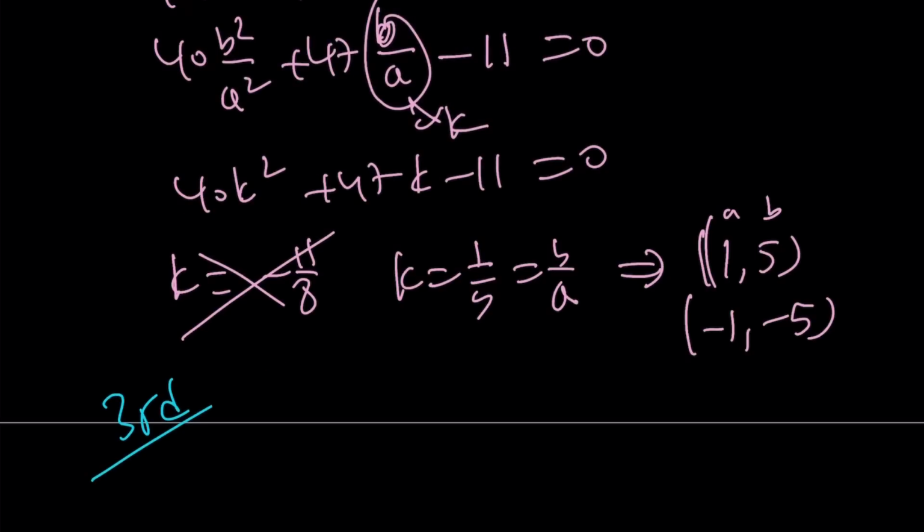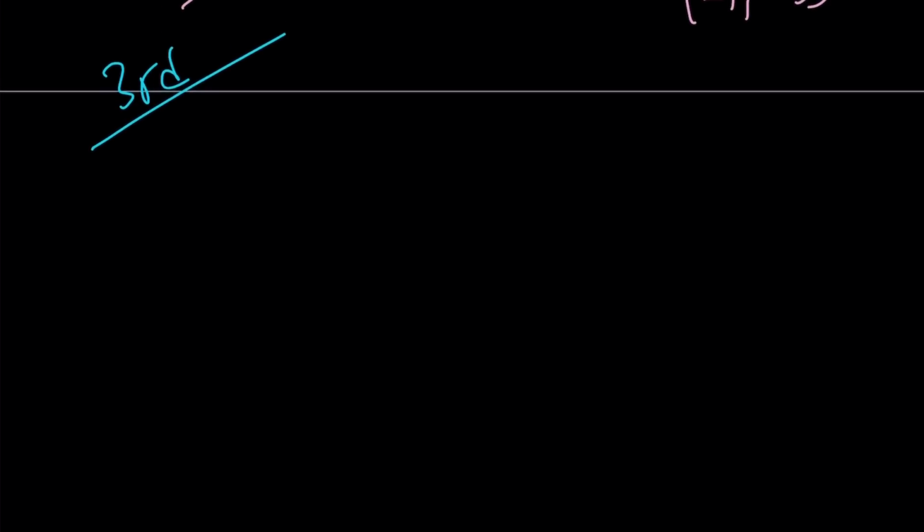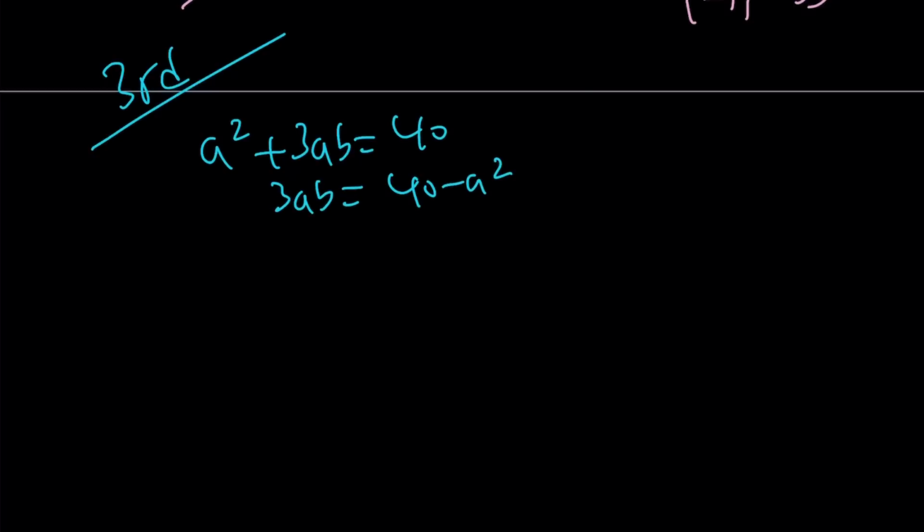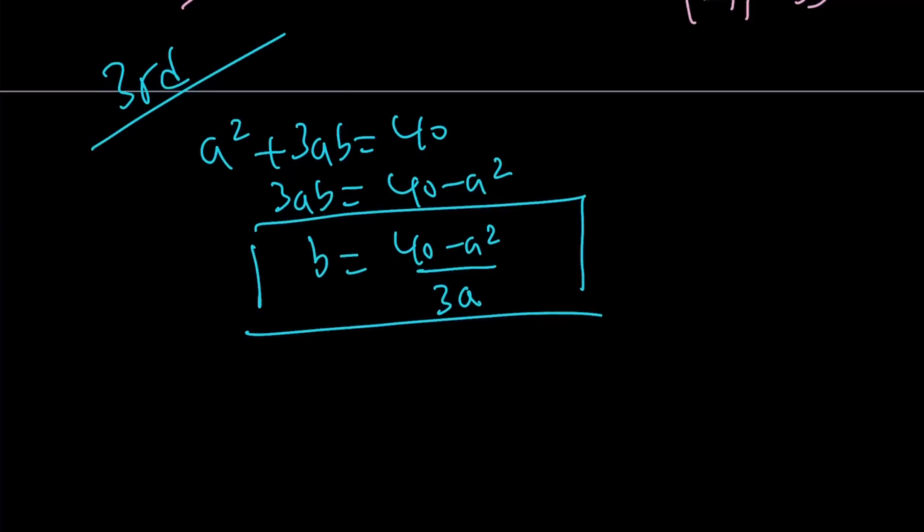Okay. The third method is as follows. I have a squared plus 3ab is equal to 40. Let's isolate 3ab, write it as 40 minus a squared, and then divide both sides by 3a. And if you think I'm isolating b, you got it. Yes, this is b in terms of a. We could do that, right?